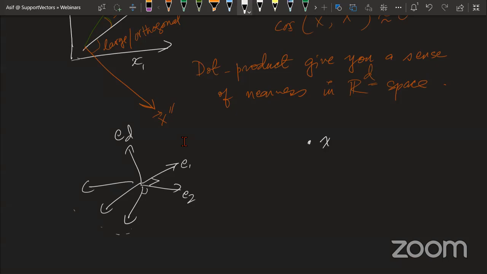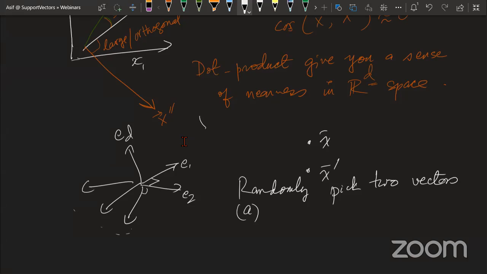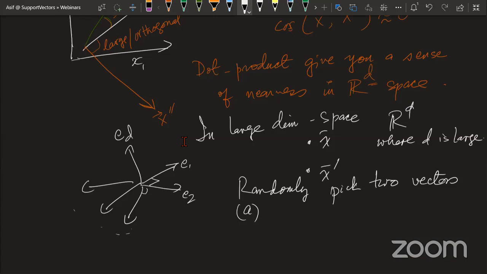Any point that you take, X, and any other point that you take, X prime, think for a little while, you'll realize that if you randomly pick 2 points, I'll ask you the choices. Will they be near each other? Like, will the angle between them be small, or will the angle between them be large? Right? So the 2 choices I'm saying, randomly pick 2 vectors in large dimension space, D, where D is large.